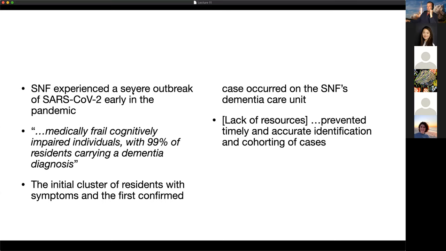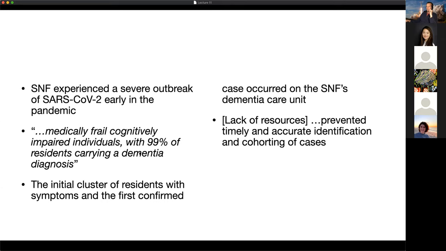So this facility experienced what was designated a severe outbreak of SARS-CoV-2 early in the pandemic. This is fairly descriptive. You have to keep in mind that nursing facilities already house individuals of advanced age, and in many cases, like in this facility, particularly frail subjects. This facility catered to medically frail, cognitively impaired individuals, with 99% of residents carrying a dementia diagnosis. So you might imagine this is a particularly challenging population to intervene upon.